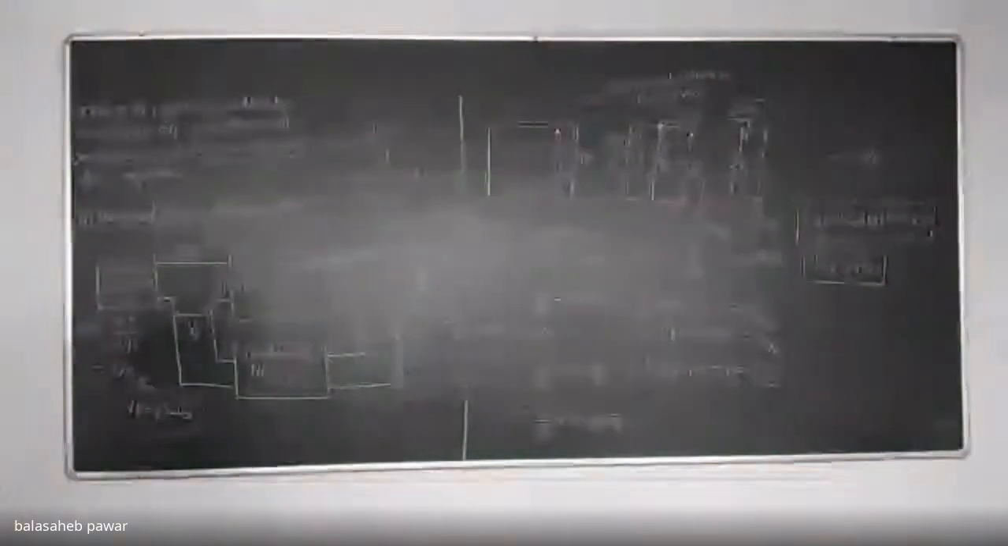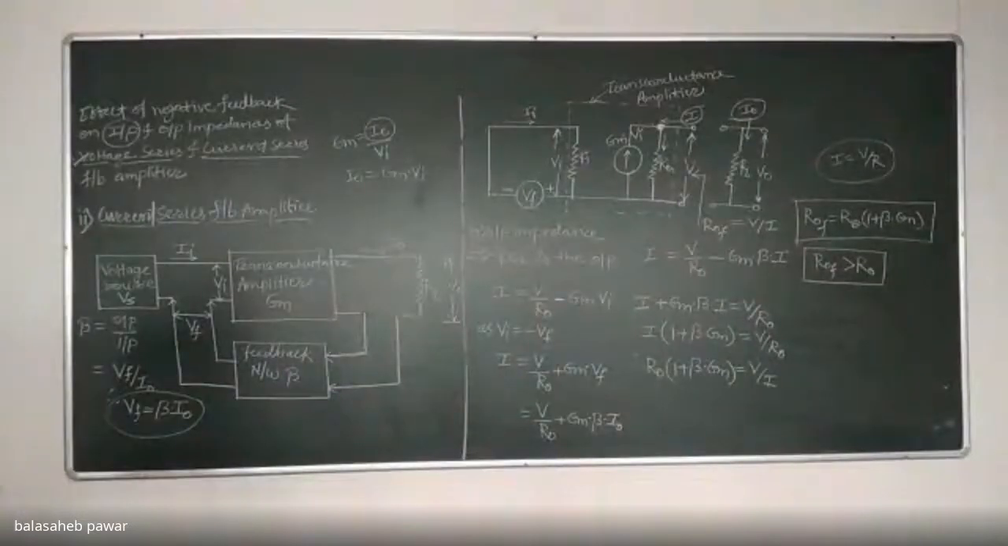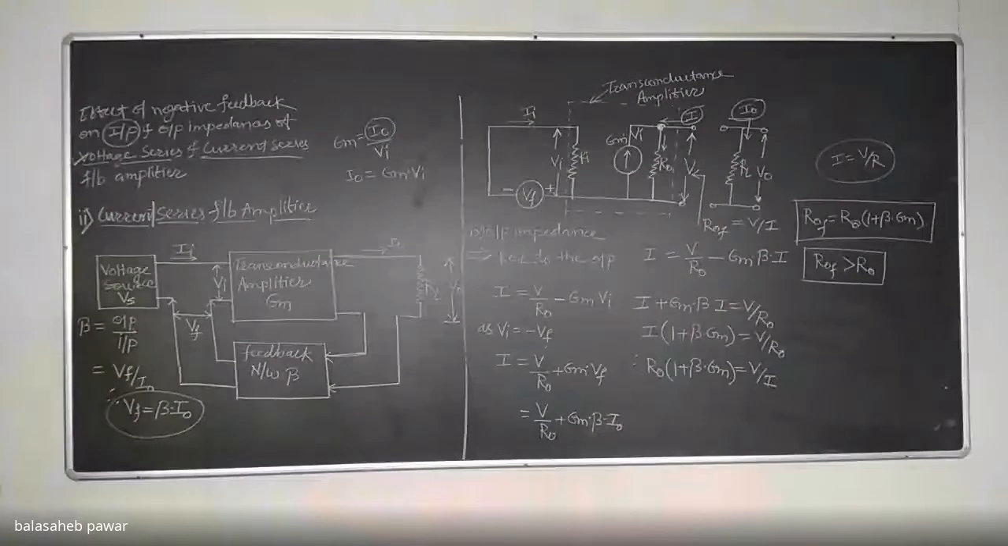So if the numerical is asked, the first task is to identify the topology for the given circuit diagram, and then you have to start its analysis. There are a few important steps. How to analyze that circuit? Is it a voltage series feedback amplifier, or a current series feedback amplifier, or any other?